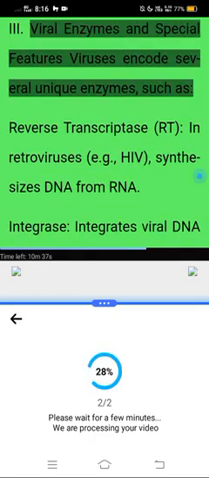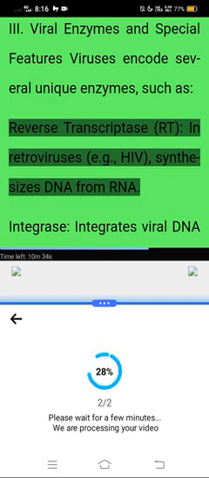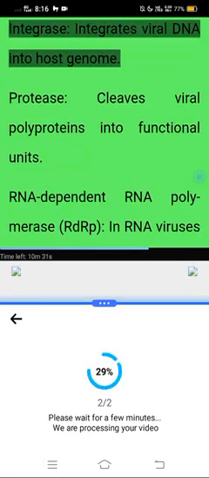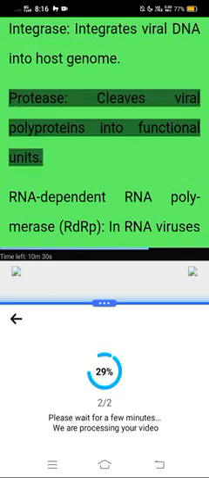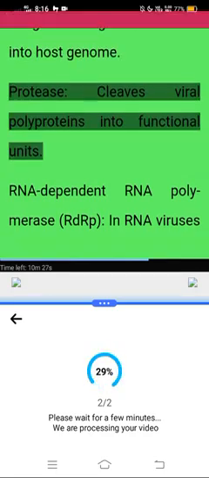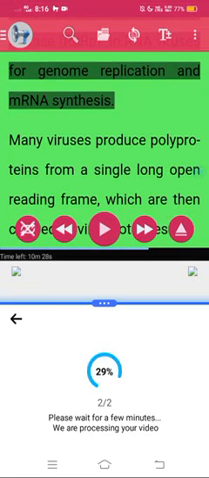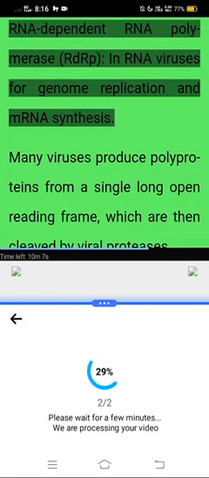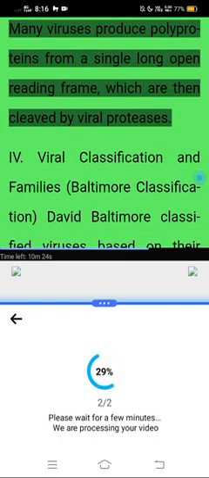3. Viral enzymes and special features. Viruses encode several unique enzymes, such as reverse transcriptase (RT) in retroviruses, e.g., HIV, which synthesizes DNA from RNA. Integrase integrates viral DNA into the host genome. Protease cleaves viral polyproteins into functional units. RNA-dependent RNA polymerase, RdRp, in RNA viruses is used for genome replication and mRNA synthesis. Many viruses produce polyproteins from a single long open reading frame, which are then cleaved by viral proteases.